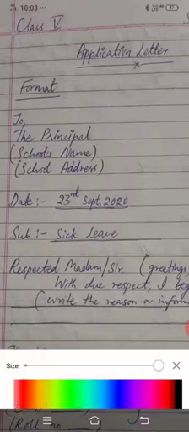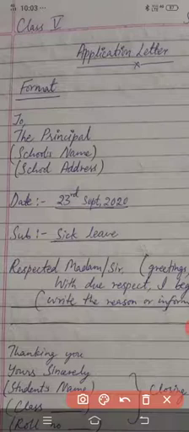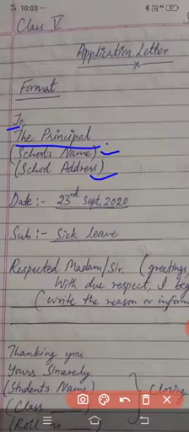You can see, to the principal, and then you have to write the school name. The second thing you have to write is your school's name, and the third thing, the school's address. So you have to write the application letter from the top left, at the left hand side.